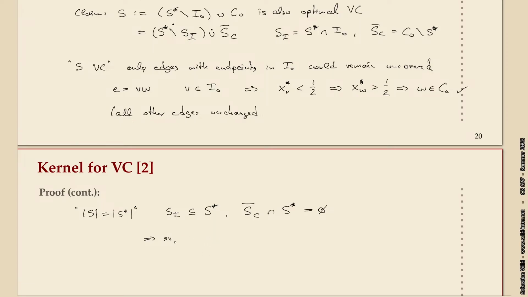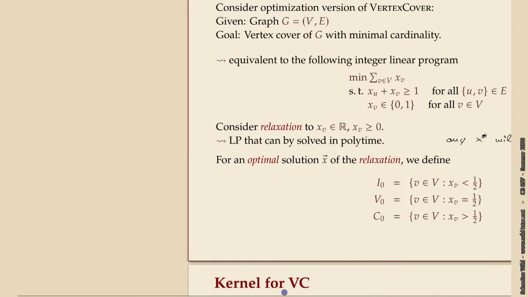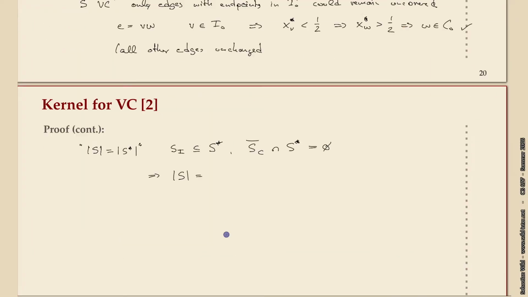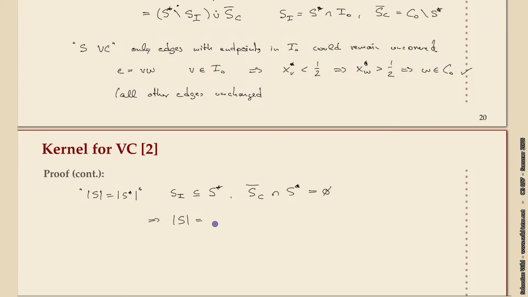So let's do one more step here. So the size of our S is the size of S star minus the size of Si plus the size of S bar C. Okay, that follows just from this. So it suffices to show that what we subtract is at least as much as what we add.